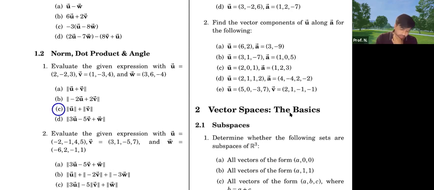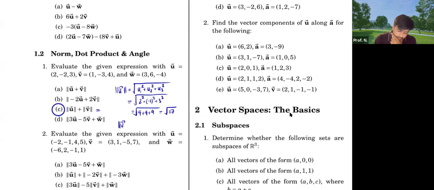So this should be quite straightforward, I hope. What is the norm? This is a straight definition. The norm is the components, each entry squared. You add those up and you take the square root. So in this case, u would be what? 2 squared plus negative 2 squared plus 3 squared. So this should be 4 plus 4 plus 9. And this should be the square root of 17.